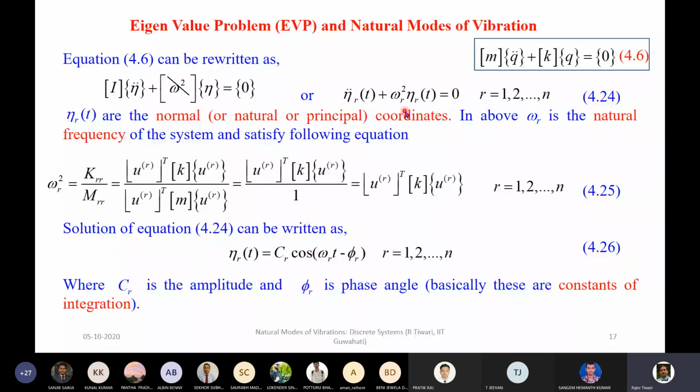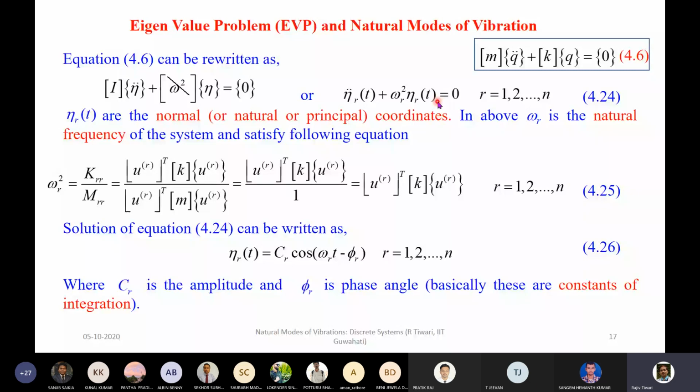Now you can see this is the uncoupled equation. All n number of equations can be solved independent of each other, and then we can go back to the transformation matrix to get the solution in terms of the generalized coordinate. So these are the natural coordinates.